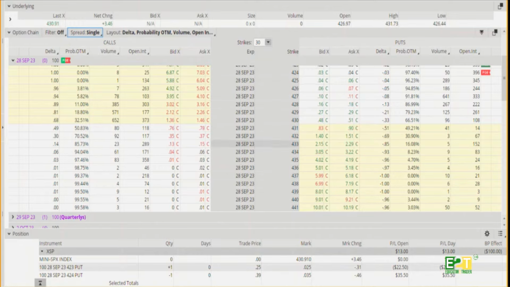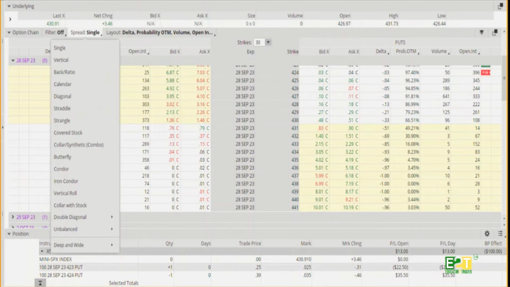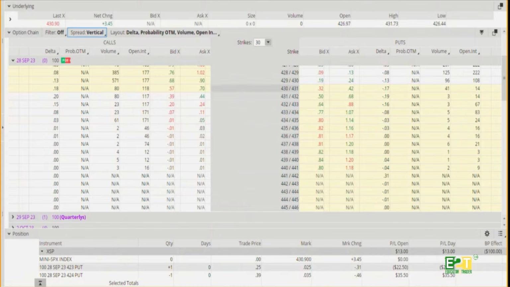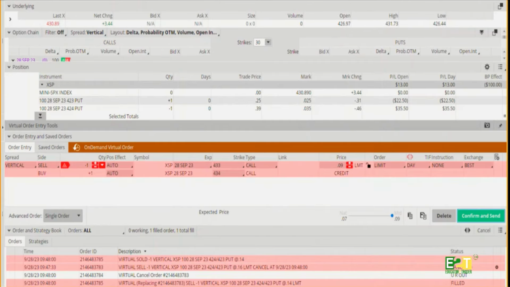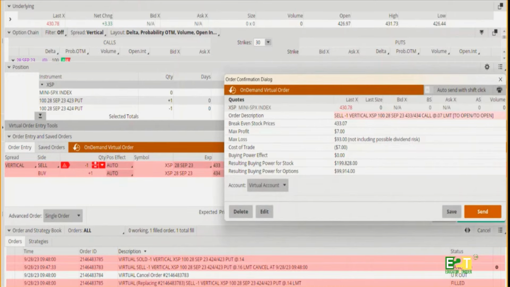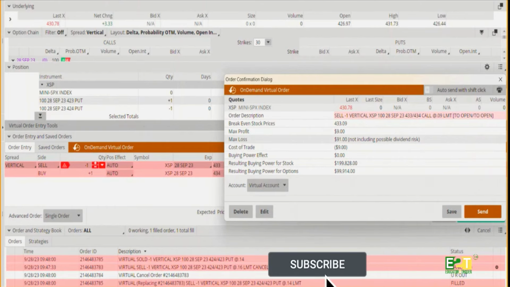This gives us 433 as our strike price. We change the spread to vertical. Look for 433 on the call side. Select the bid column. It says here we're going to collect $9 in premiums for a one spread, one call credit spread, 433, 434. When we push confirm and send, it shows here that our max profit is going to be $9 and our max loss is going to be $91.